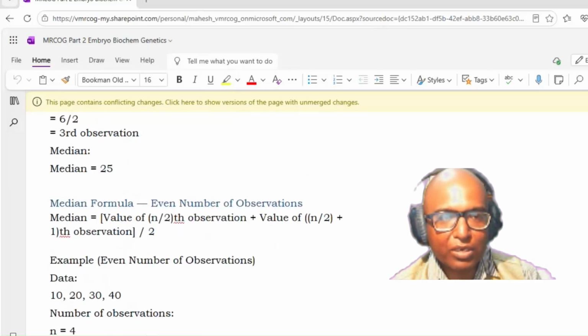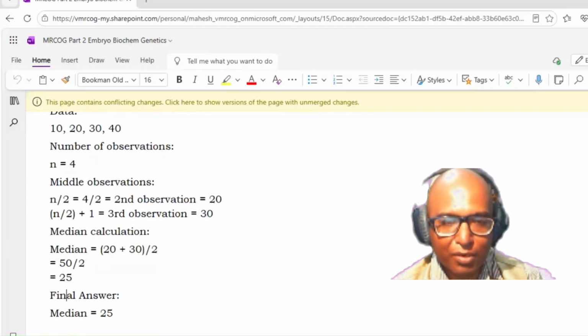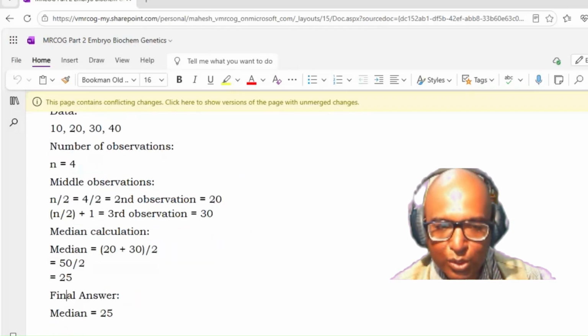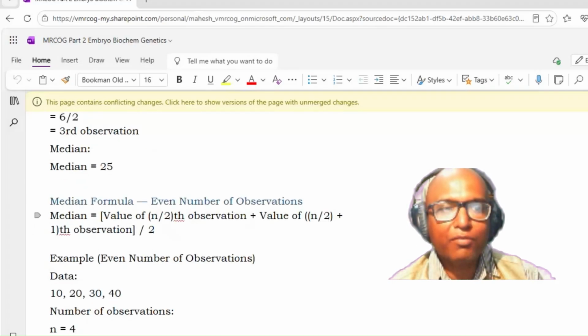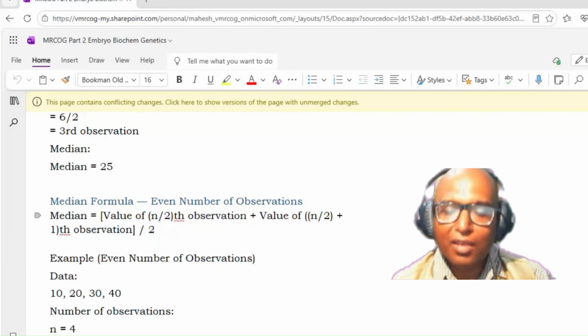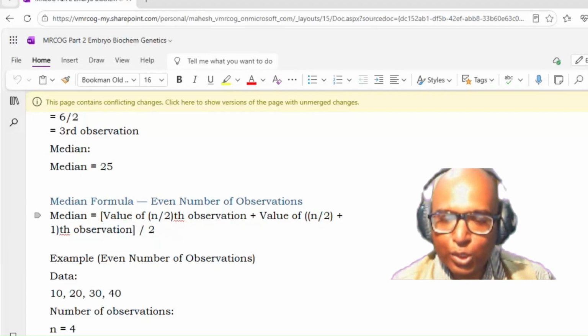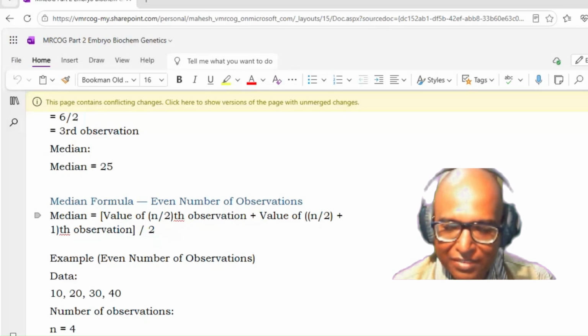Did you get this particular concept when you have an even number of observations, and when you have an odd number of observations? Is this clear to you? Can you repeat the even number of observations? Yeah, when you have an even number of observations, just think n by 2. Don't memorize this. You have to take the average of the middle two values. Okay, average of the middle two values, because if it is odd, it is very easy.